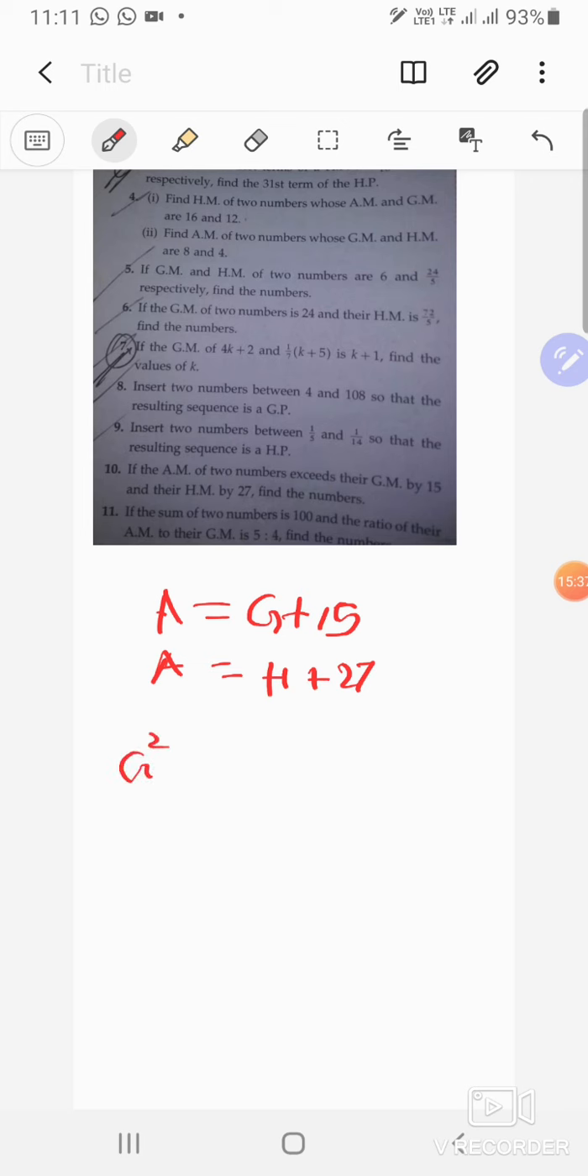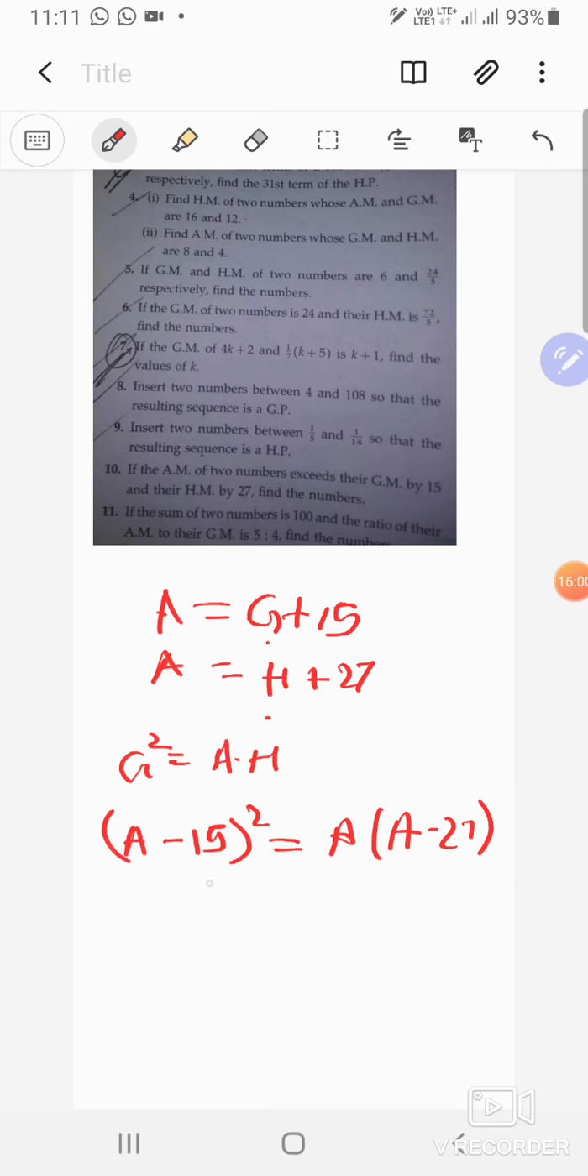We know the equation that G squared equals A times H. We already got G and H in terms of A. Let's just make a quadratic in A. That will work. So G is A minus 15, squared is equal to A, then we got H, which is A minus 27. So here you will have A squared minus 30A plus 15 squared is equal to A squared minus 27A.